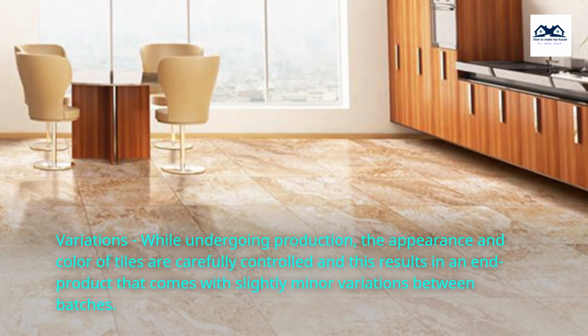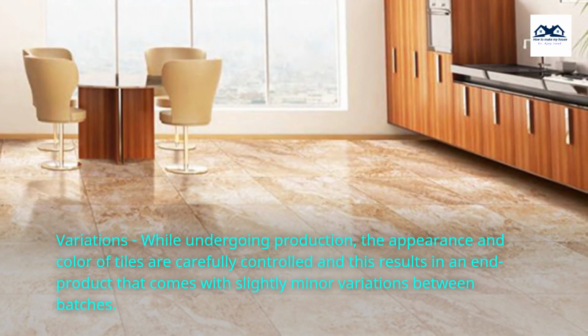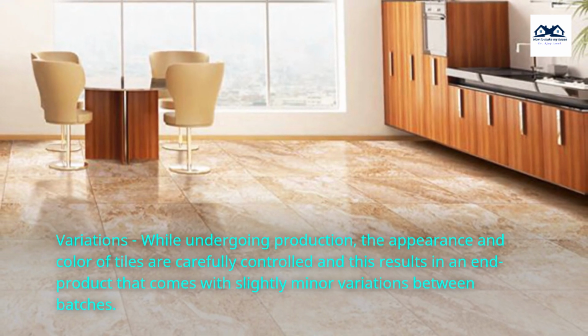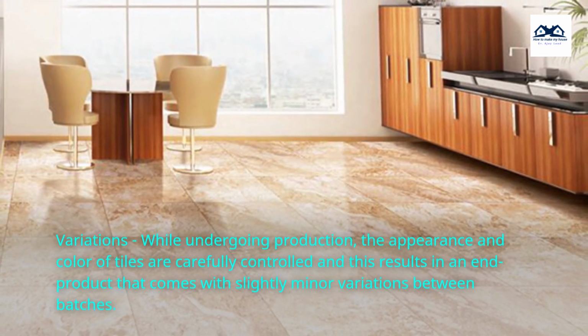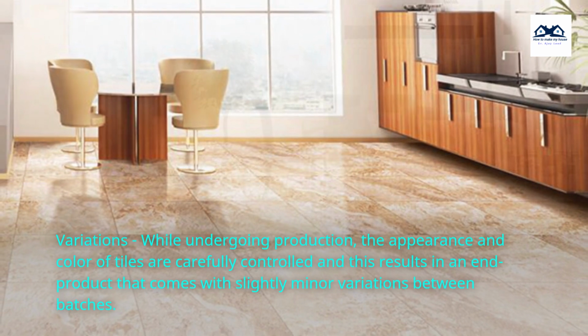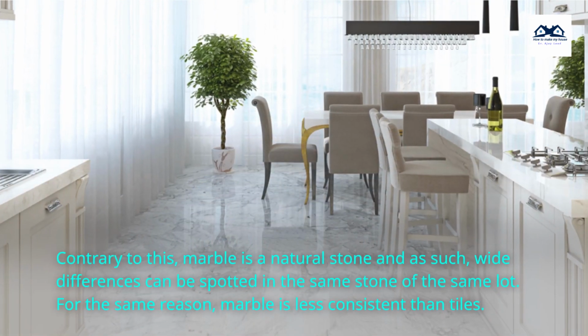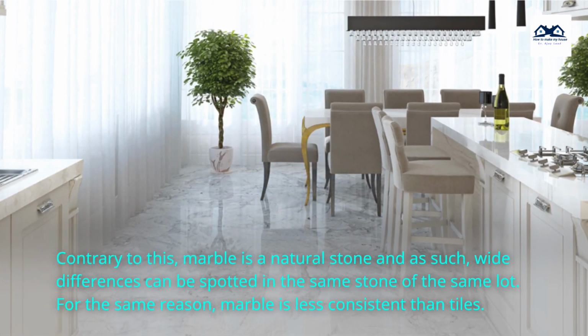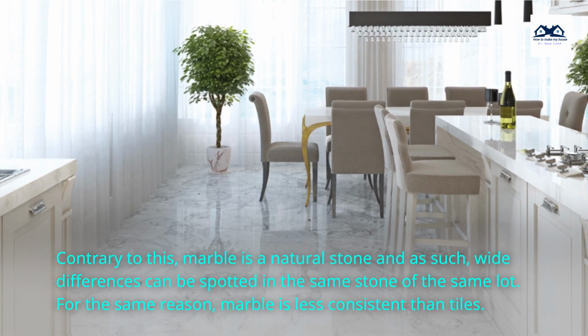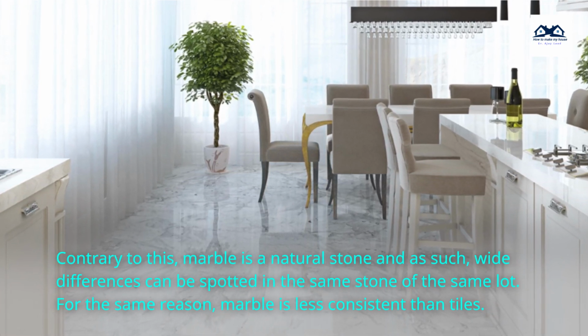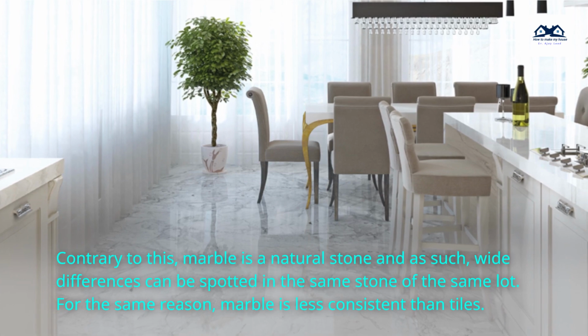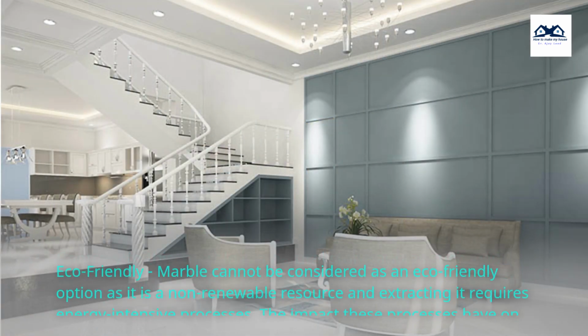Variations. While undergoing production, the appearance and color of tiles are carefully controlled, and this results in an end product that comes with slightly minor variations between batches. Contrary to this, marble is a natural stone, and as such, wide differences can be spotted in the same stone of the same lot. For the same reason, marble is less consistent than tiles.